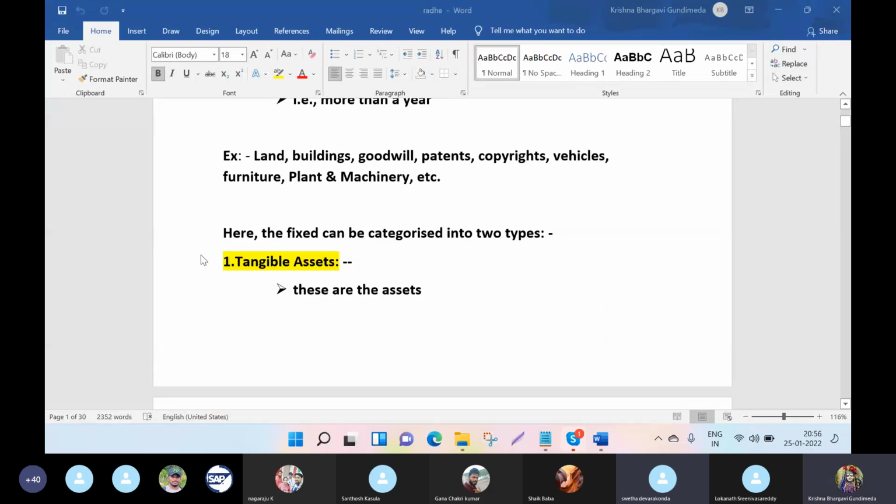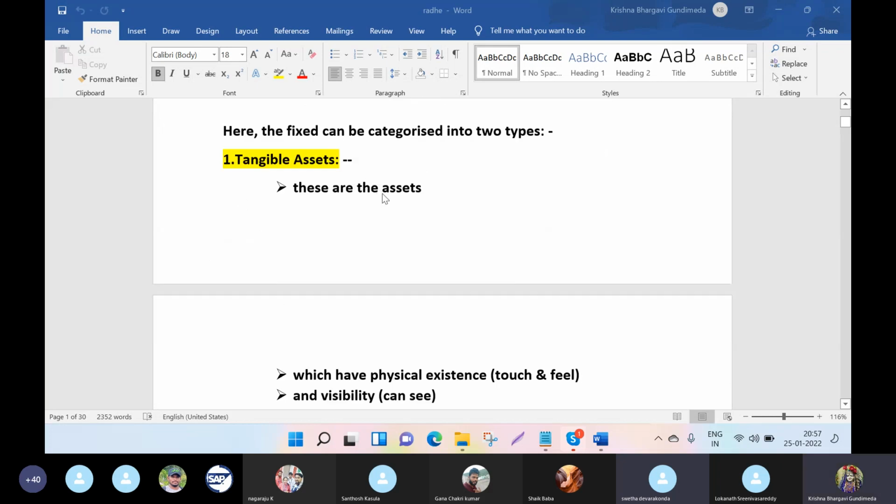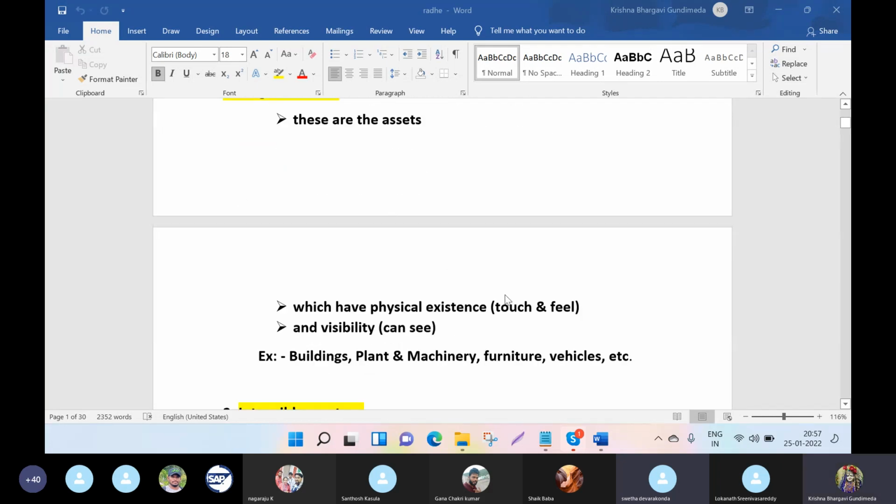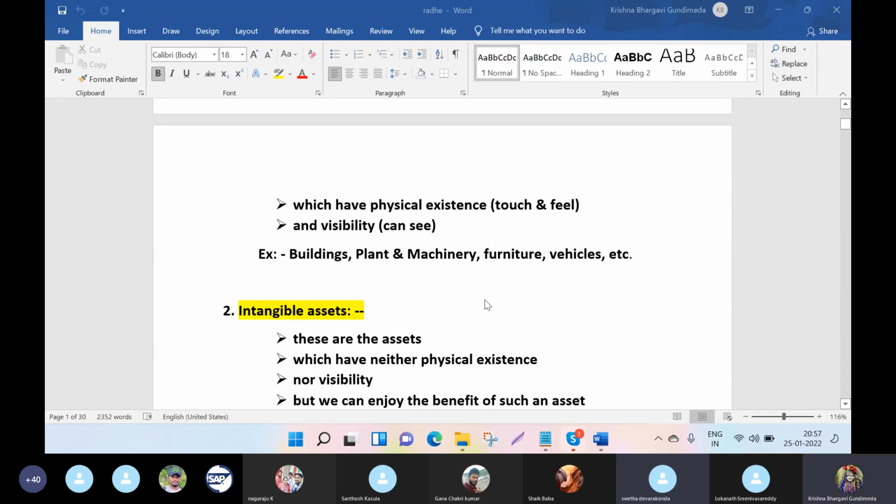So from an asset accounting point of view, we can categorize the fixed assets as tangible assets and intangible assets. Tangible assets are the assets which have physical existence and visibility. And coming to the intangible assets, these are the assets which have neither physical existence nor visibility, but we can enjoy the benefit of such an asset.